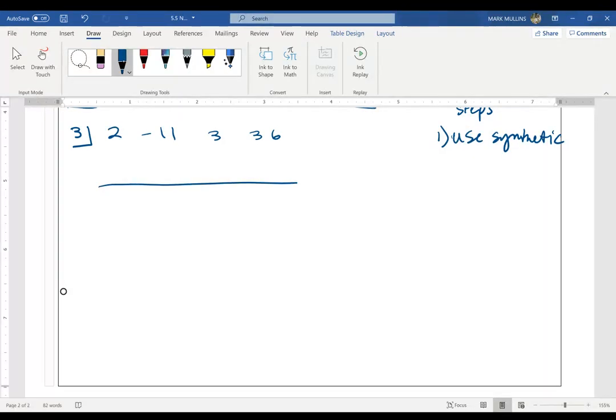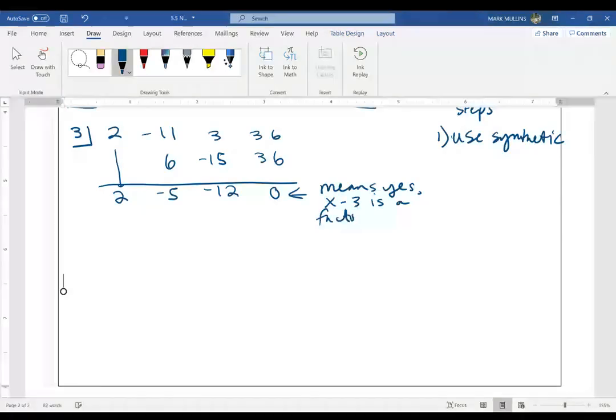So we're doing that. So we're going to, again, bring down our 2. You don't have to draw these little lines. I'm just doing it to try to help you right now. If it's confusing, don't do it. 2 times 3 is 6. Write it underneath. Add, negative 5. Negative 5 times 3 is negative 15. Add, I get a negative 12. 3 times negative 12 is negative 36, and I get a 0. So this 0 is really important. This 0 means yes, x minus 3 is a factor, because it divides evenly and there is no remainder.